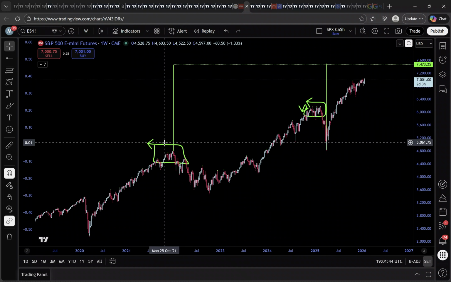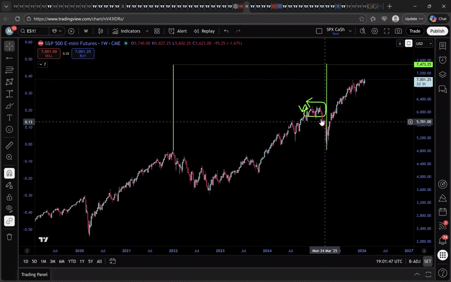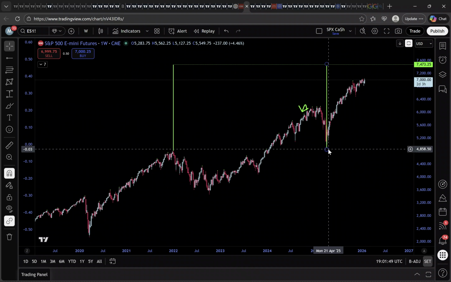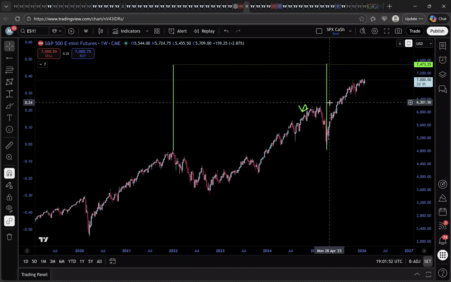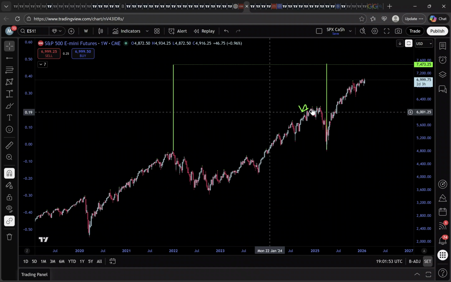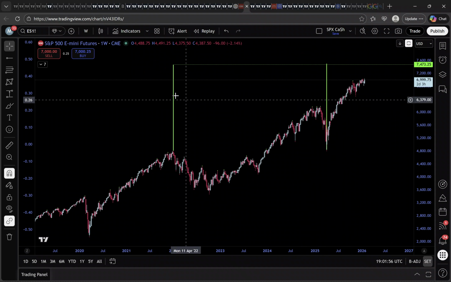Okay, so this is symmetrical moves in the marketplace. Doesn't mean that third and final wave here off of this April low comes to fruition. But again, you're just looking for confluence in the marketplace to find these targets.